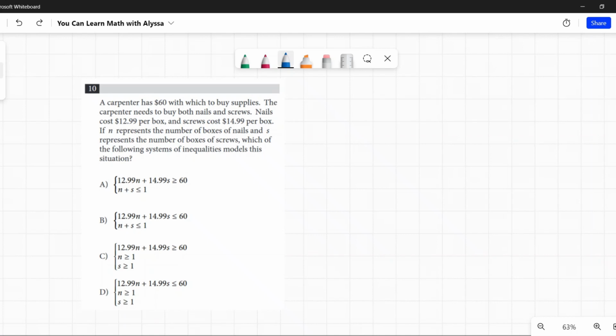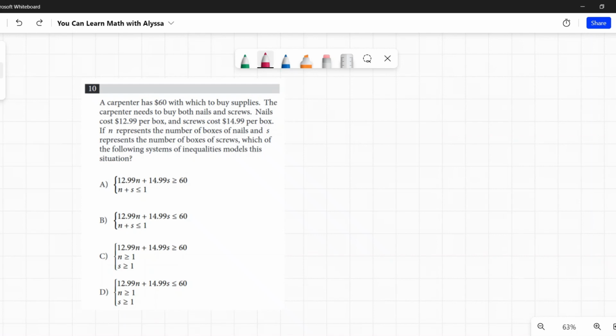If N represents the number of boxes of nails and S represents the number of boxes of screws, which of the following systems of inequalities models this situation? I'm going to look at my answers first. I love to do that with these problems. It helps you out a lot.